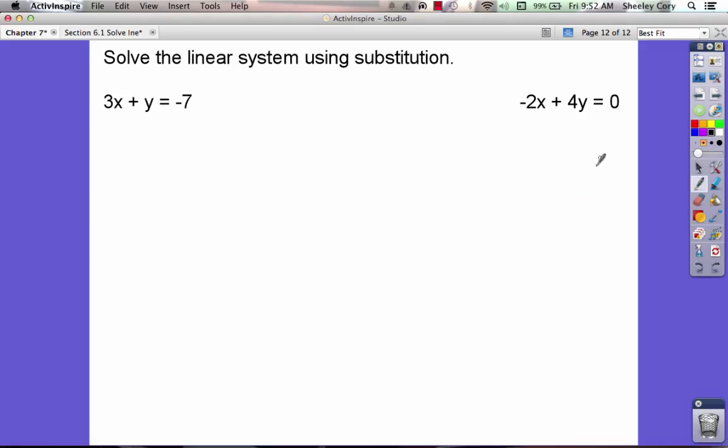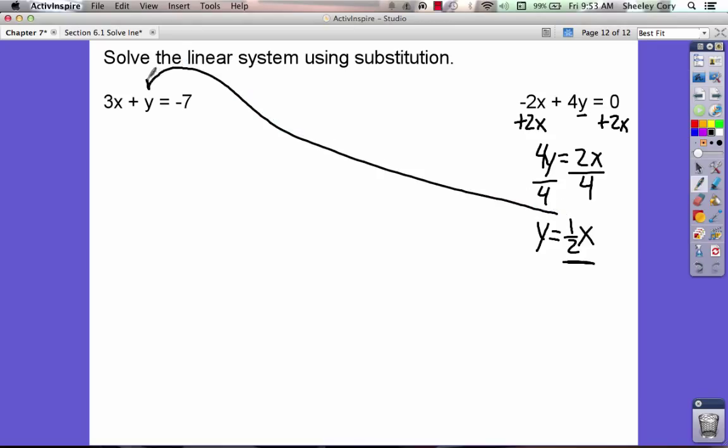In this equation, I'm going to solve for y. So I'm going to add 2x, add 2x. So that's 4y equals 0 plus 2x is 2x. Now I'm going to divide by 4. 2 divided by 4 gives me a fraction, so I have y equals 1/2 x. So this side is equal to the y. Y is equal to 1/2 of x. So we're going to take that and plug it in for y.